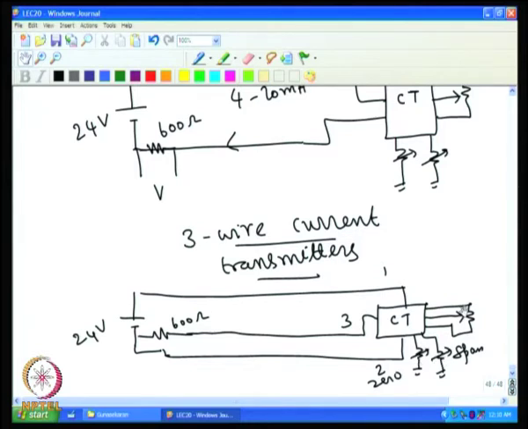So, eventually when this is moved, at one end you will get 0 milliampere here in this wire, and at the other end you will get 20 milliampere here. So, this is actually a 0 to 20 milliampere current transmitter.